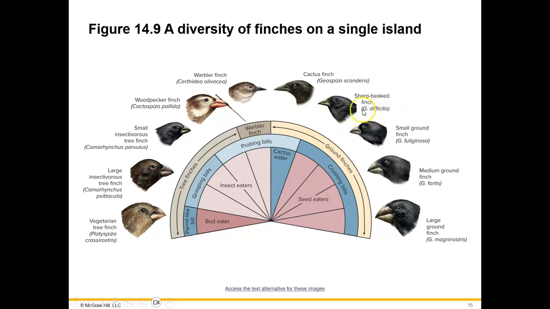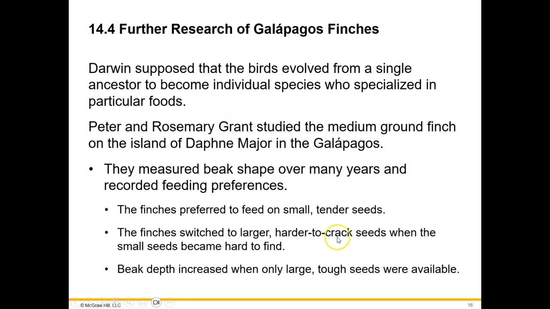Interestingly, this sharp beak finch has a really sharp point at the end and was known to sneak up on other birds and pierce their neck and drink their blood. That's how it got the nickname of the vampire finch. And then we also have a small ground finch, a medium, and a large ground finch. You can see we've got a lot of variety in our beak shapes happening. Darwin supposed that the birds evolved from one single ancestor and then became specialized in different particular foods based on their environment.